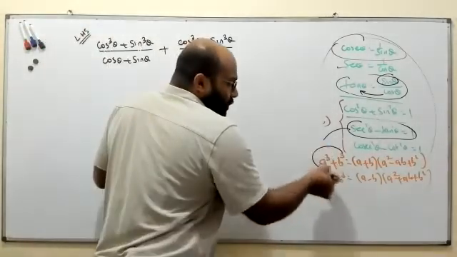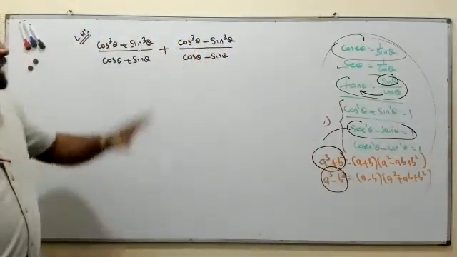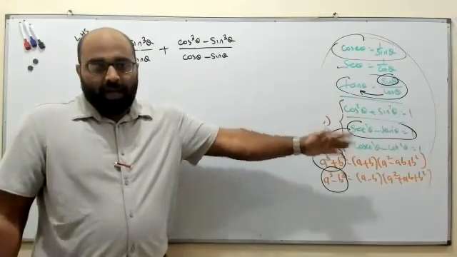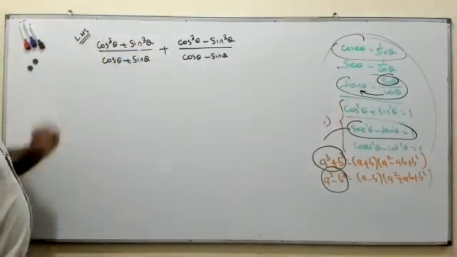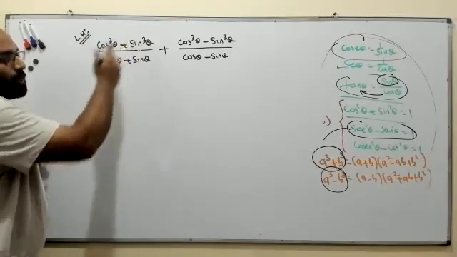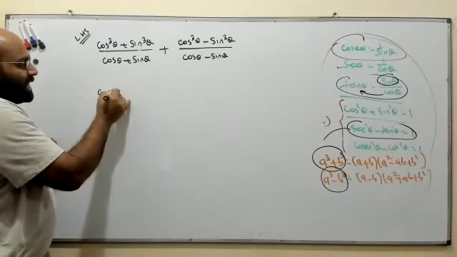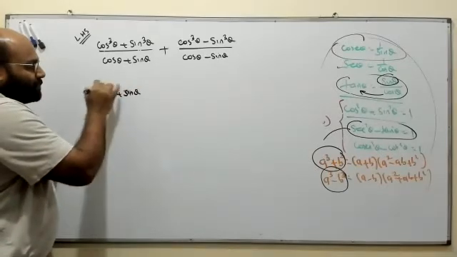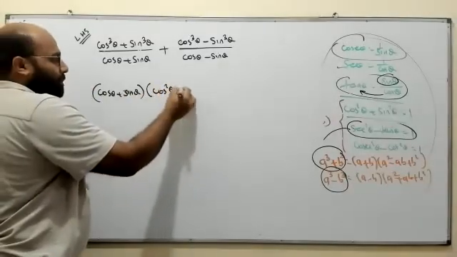We have the a cube plus b cube result and the a cube minus b cube result. a cube plus b cube is (a plus b) into (a square minus ab plus b square). So applying it to cos cube theta plus sin cube theta, which is a cube plus b cube, we get (a plus b) into (a square minus ab plus b square).